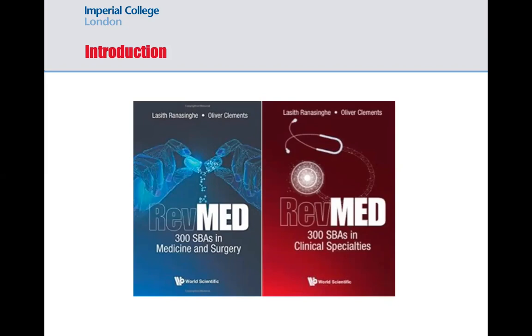So like Laz, I'm an Imperial graduate, and I'm due to start my foundation post at the Royal Sussex Hospital in Brighton. So I just wanted to introduce our second book. It's the one on the right, the one in red. This was released in March this year, and it's a 300 SBA book in the clinical specialties. That covers psychiatry, pediatrics, and obstetrics and gynecology.